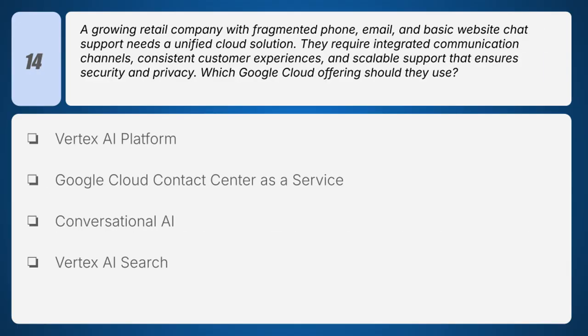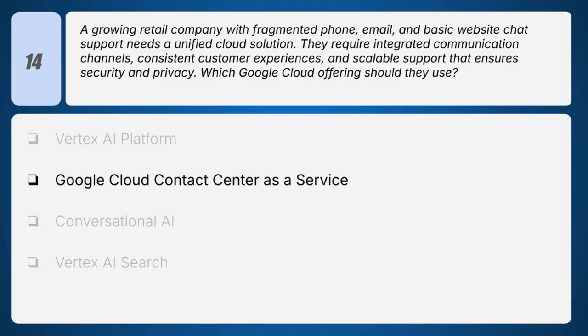A growing retail company with fragmented phone, email, and basic website chat support needs a unified cloud solution. They require integrated communication channels, consistent customer experiences, and scalable support that ensures security and privacy. Which Google Cloud offering should they use? A. Vertex AI Platform. B. Google Cloud Contact Center as a Service. C. Conversational AI. D. Vertex AI Search.